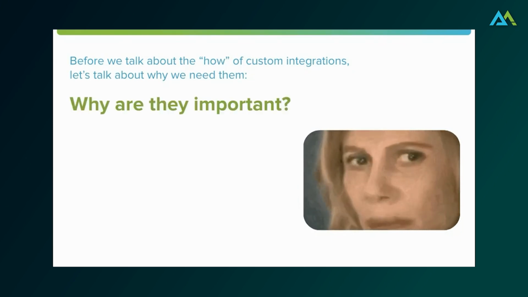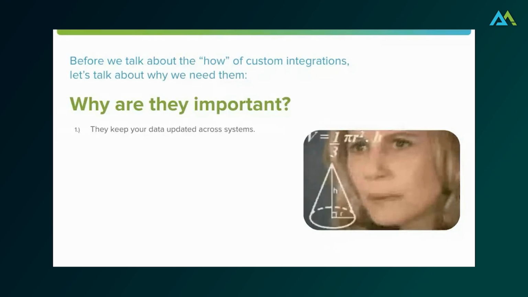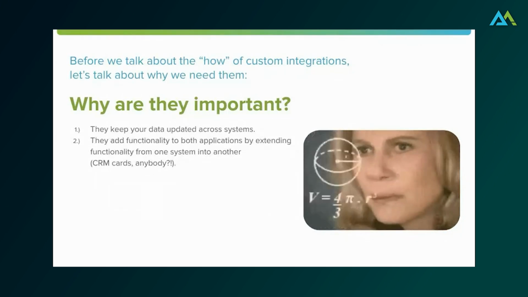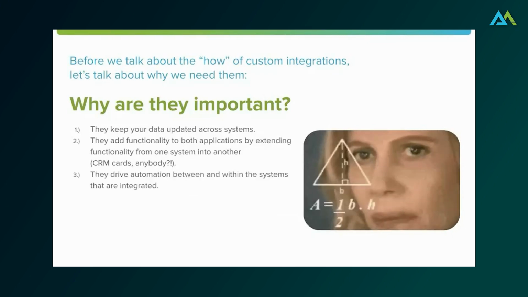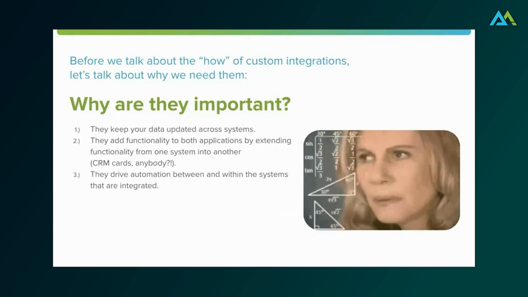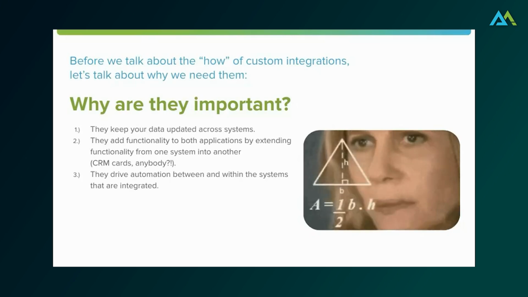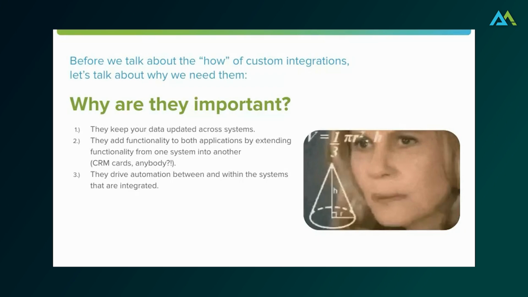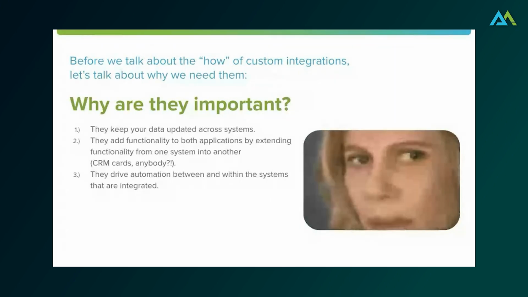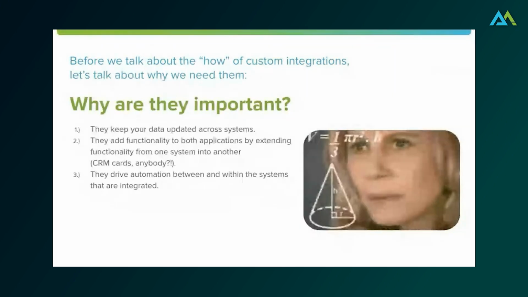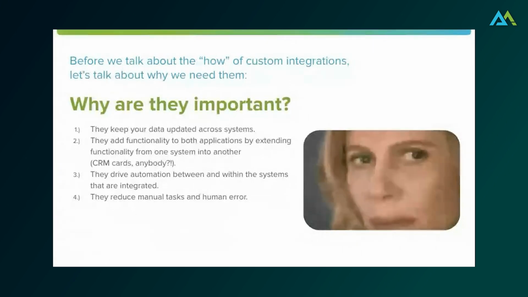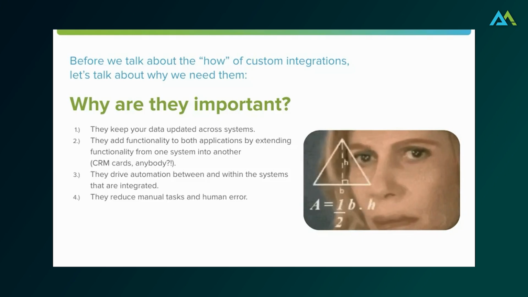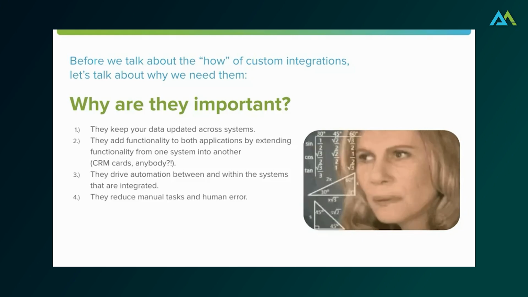Why we think they're important is they keep data updated across your systems. They add functionality to both applications by extending the functionality of one system to another. If anyone's ever developed a CRM card or used an application that has CRM cards, like OrgChart Hub or Arrows, some of the popular ones that are out there, Kixie, the LinkedIn integration, you'll see how we can really extend functionality. They drive automation between the systems that are integrated, and they reduce manual tasks and human errors. And absolutely, sometimes, Anita, we get totally new possibilities that each system alone isn't capable of, but when you put them together with a custom integration, we can do amazing things.